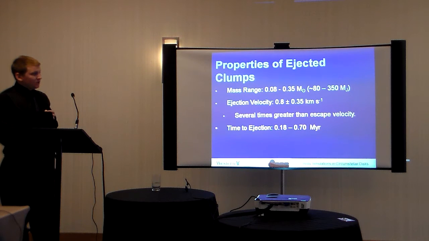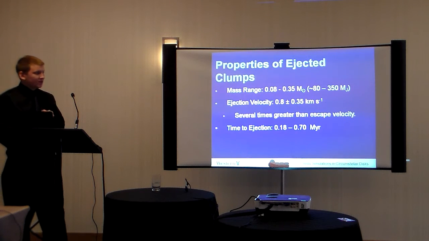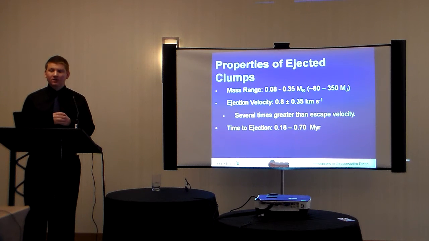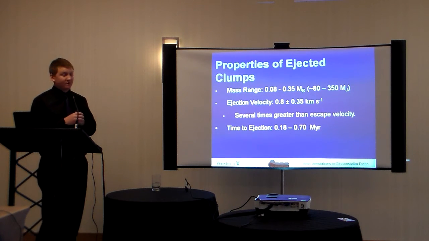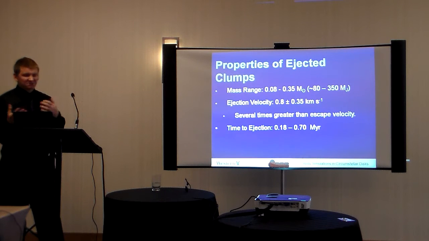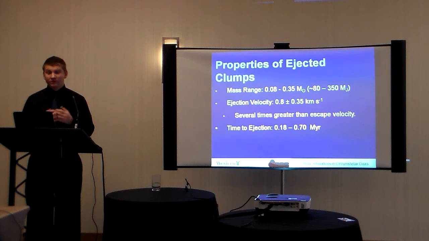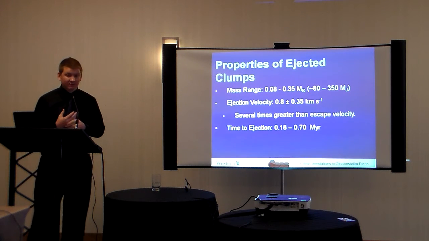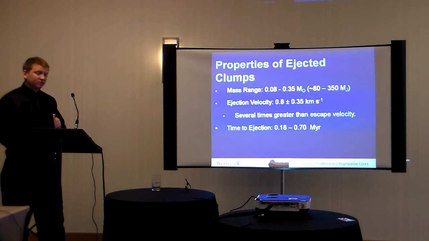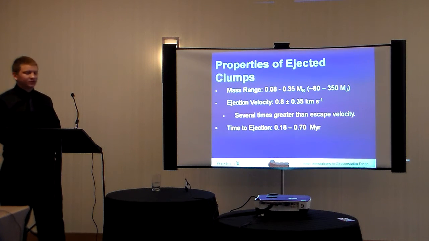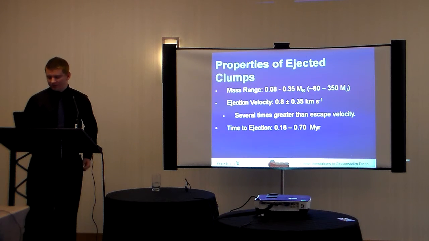Their ejection velocity from the disk, 0.8 kilometers per second, probably doesn't mean anything to you, but it's several times greater than the escape velocity required for a clump in that system with that mass. On a relative scale, I read a paper recently showing stars with velocities upwards of 100 kilometers per second, so that's fairly tame on the scale. The time to ejection, from when the simulation started to when the object was thrown, is about 180 to 700,000 years.